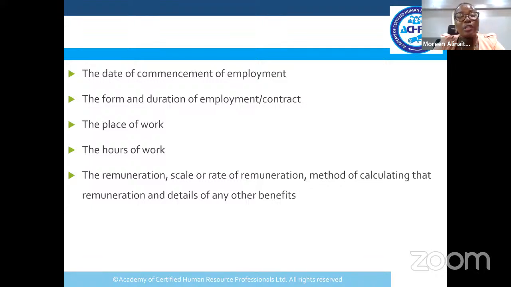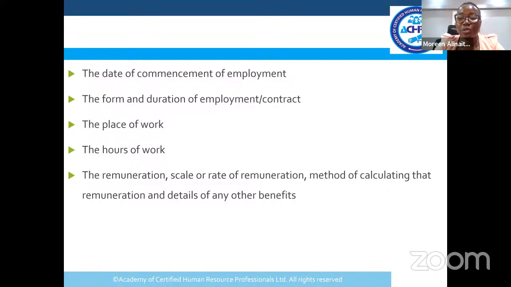It also should include the date of commencement. This one is important for calculation of service. I mean, of what is it called? It is important for calculation during termination or retirement for the benefits. For the benefits of the client, I mean of the employee.